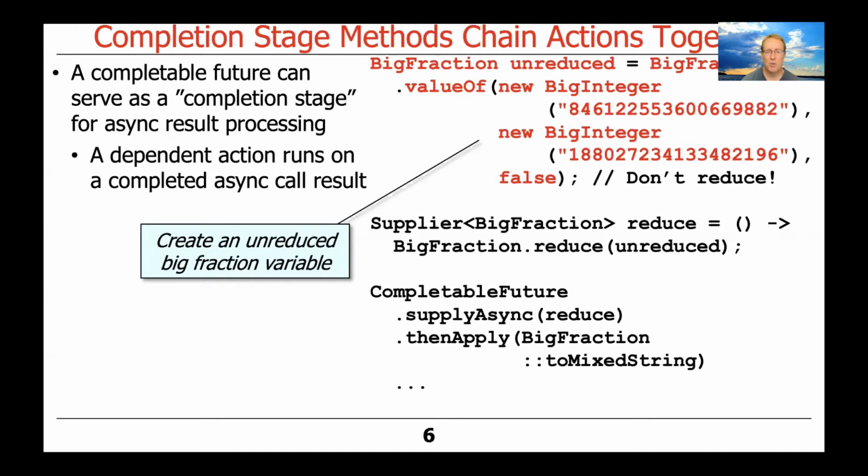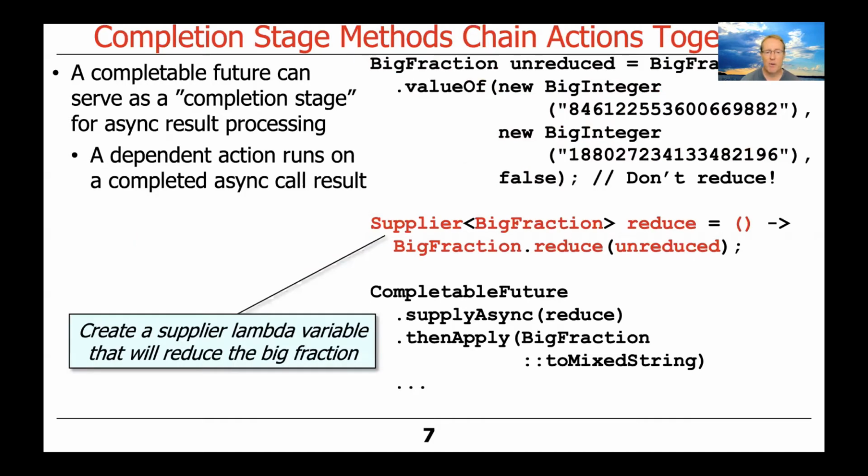So what we're doing here is making ourselves a big fraction. As you can see, it's got a very large numerator and a very large denominator. We're using the valueOf factory method, and we're passing in a flag that says false. It says, don't reduce this big fraction. Just make me a big fraction that's unreduced.